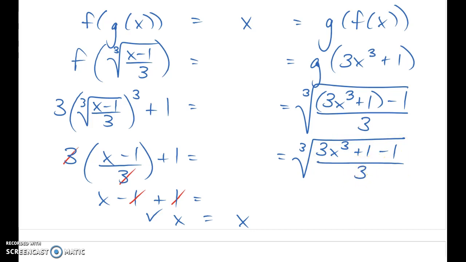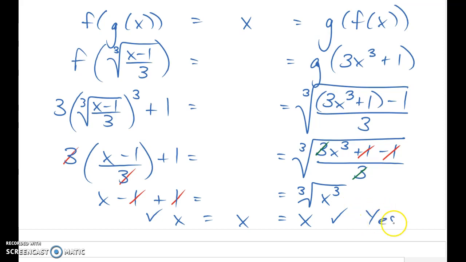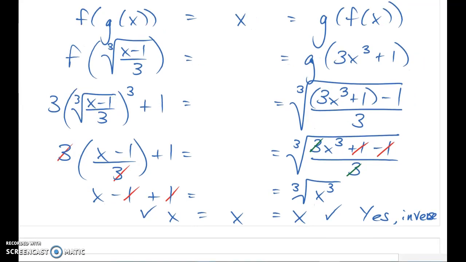In this step, these are going to subtract. And in the next step, and only in the next step, can I see that the 3's will divide out, which leaves me with the following: cube root of x cubed. Well, as it turns out, the cube root of x cubed is simply x. And lo and behold, I have in fact verified that that half is x. So yes, these are in fact inverses.